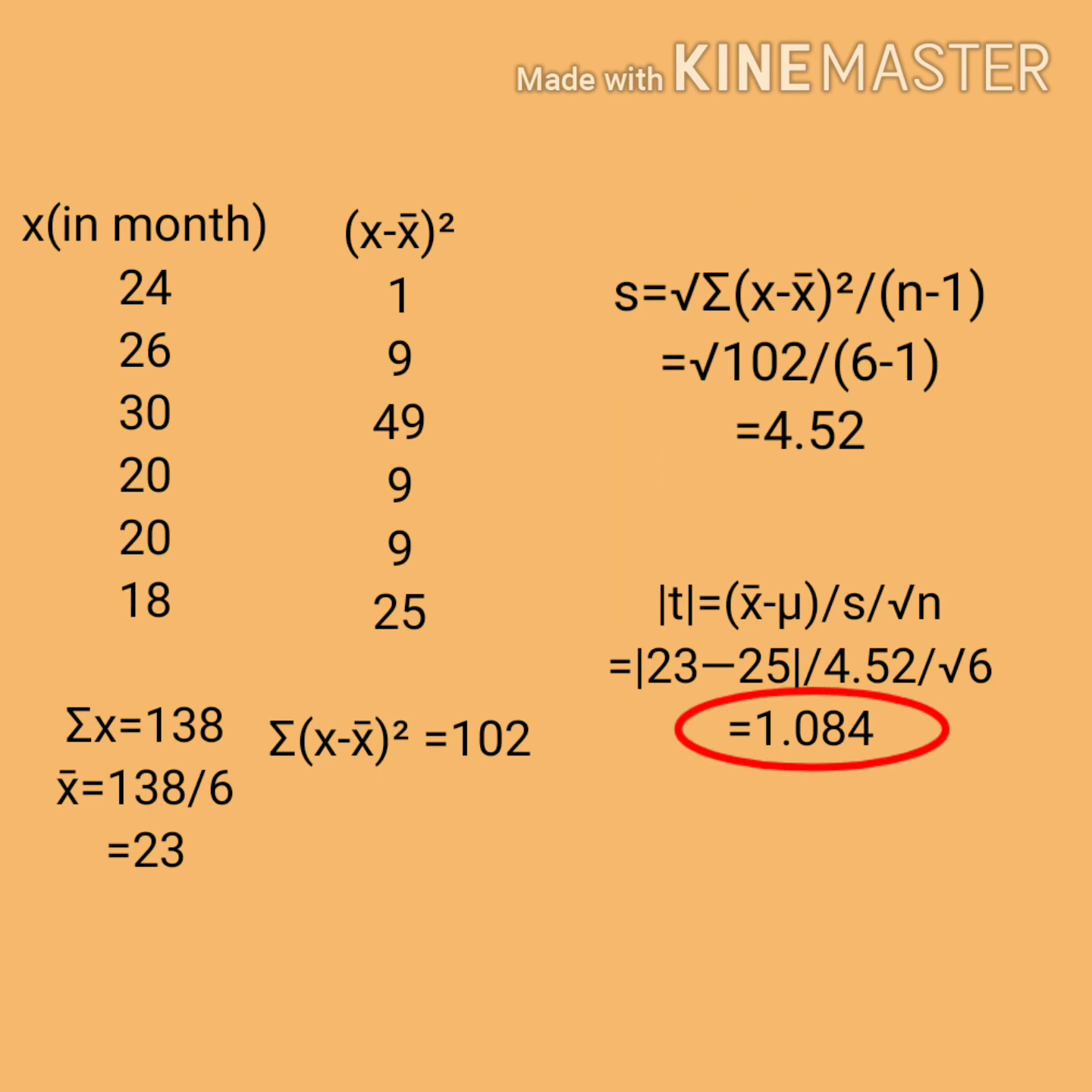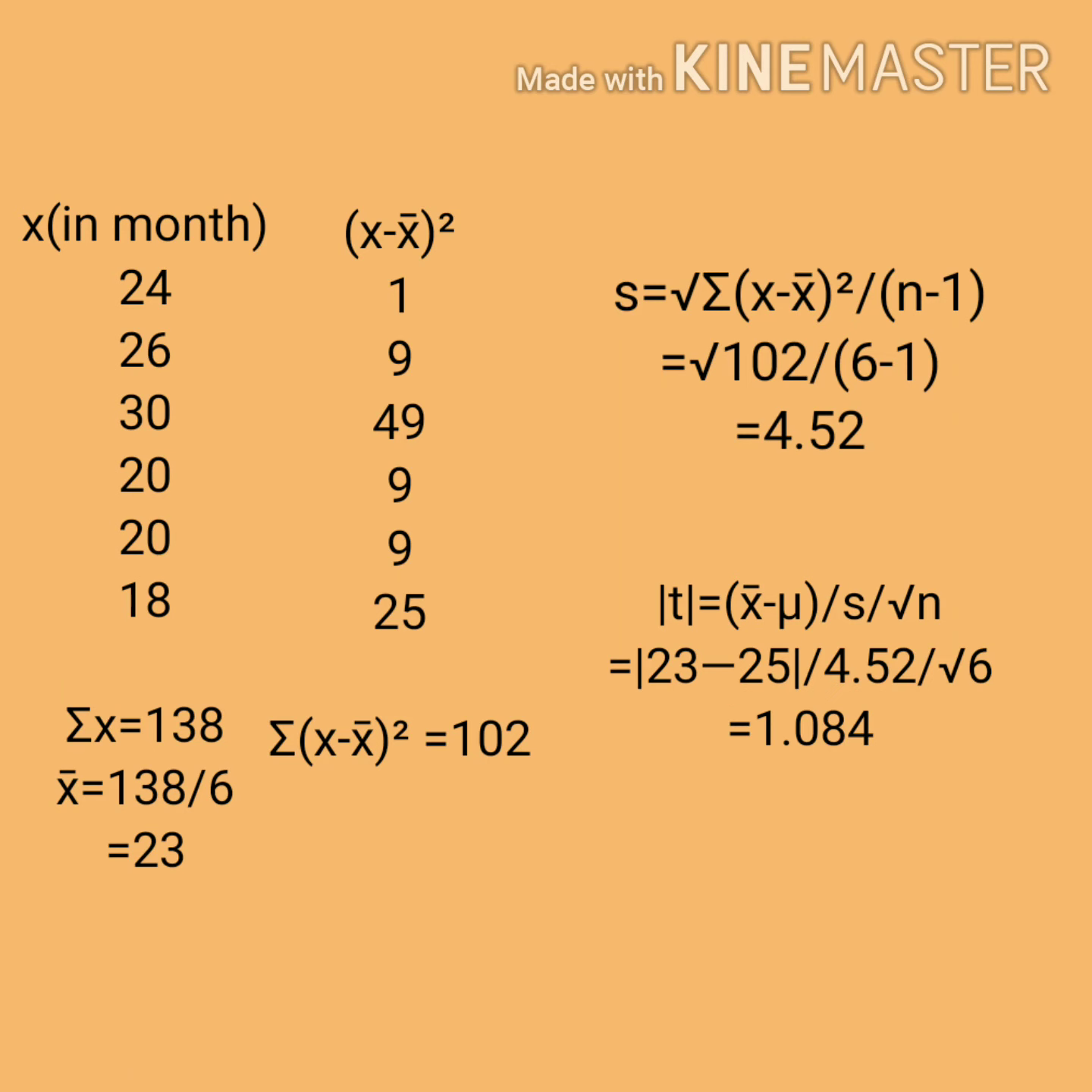Remember one thing: the value of t never becomes negative, so it remains within modulus. So okay, the value of t is 1.084. As you see, 23 minus 25 is minus 2, so minus 2 will be positive here. Okay, so finally you have got the value of calculated t.